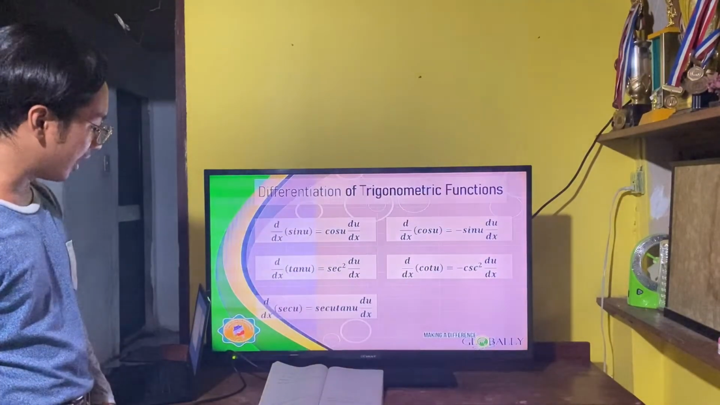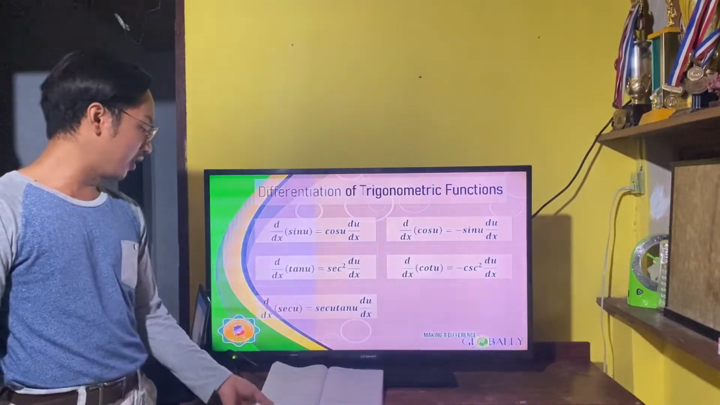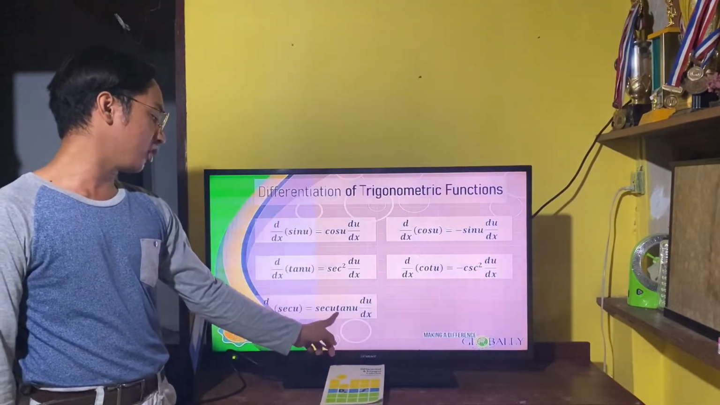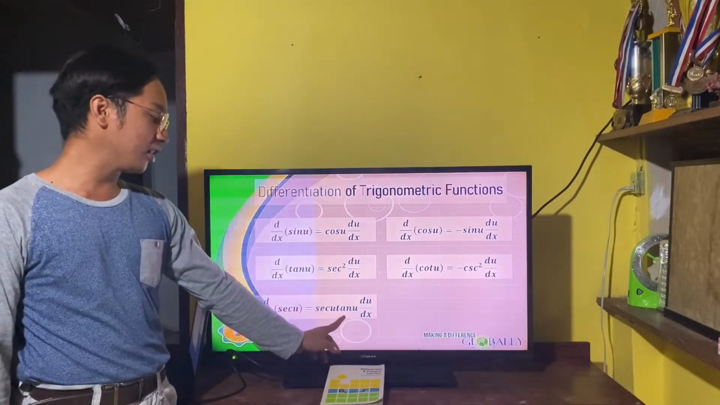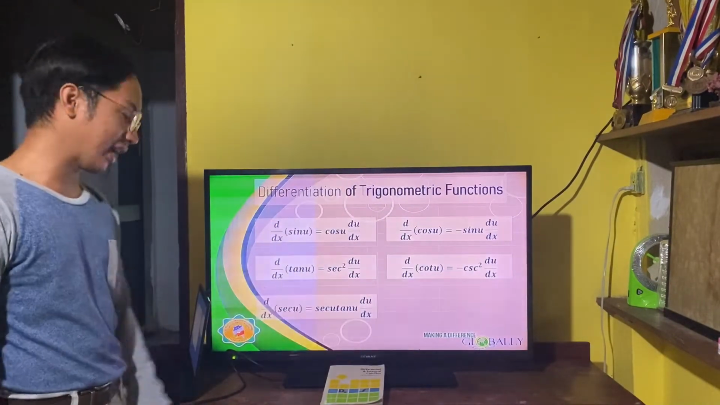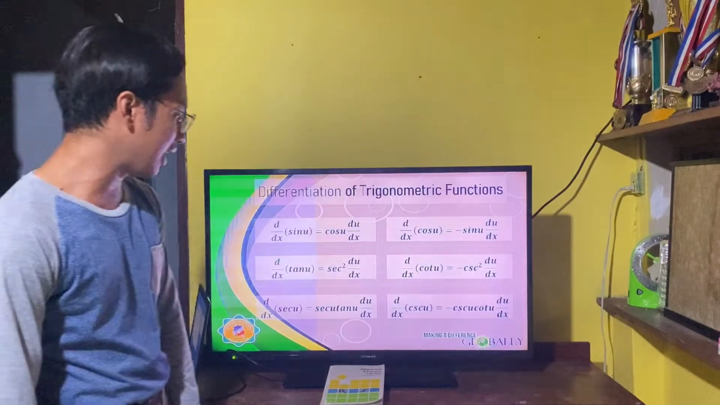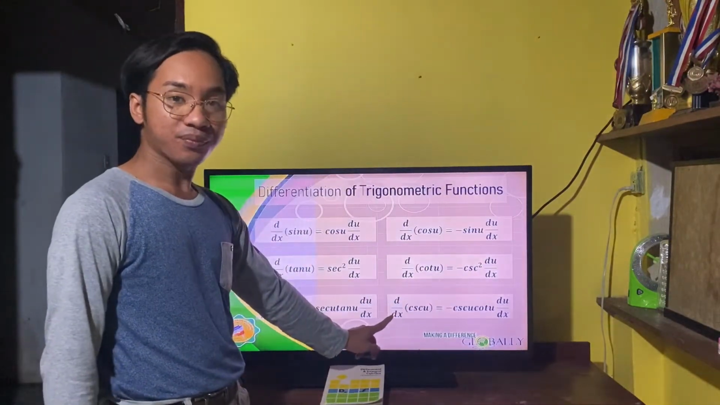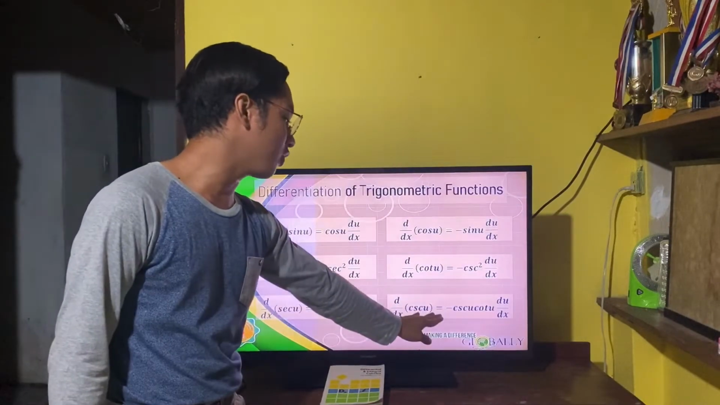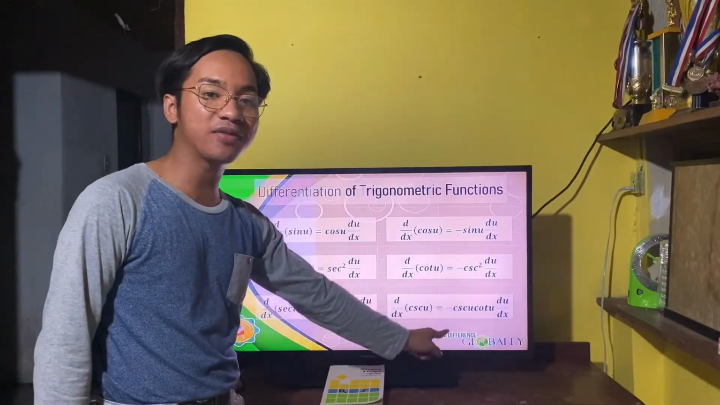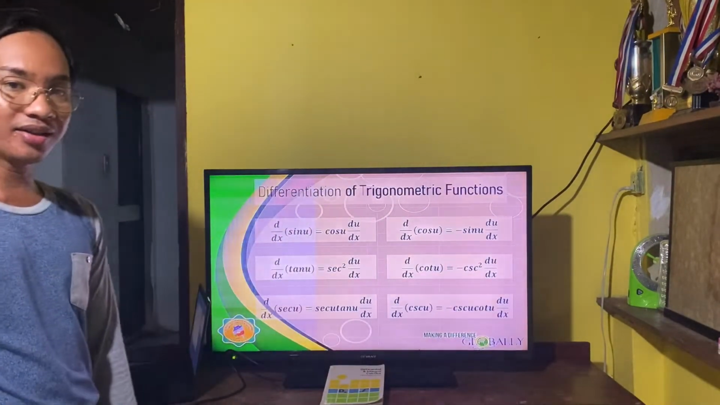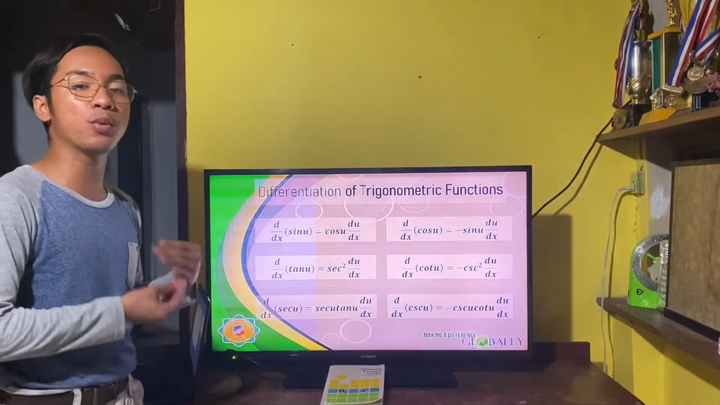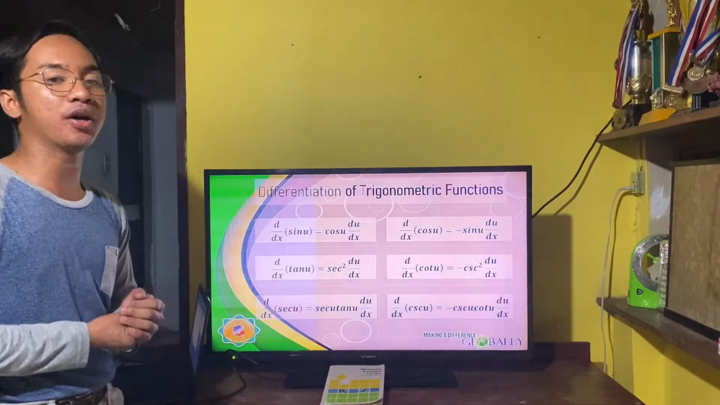And the fifth formula is the derivative of secant u is equal to secant u times tan u du/dx. And the last formula is the derivative of cosecant u with respect to x is equal to negative cosecant u times cotangent u du/dx. So these are the 6 formulas that we are going to use for the next problem.